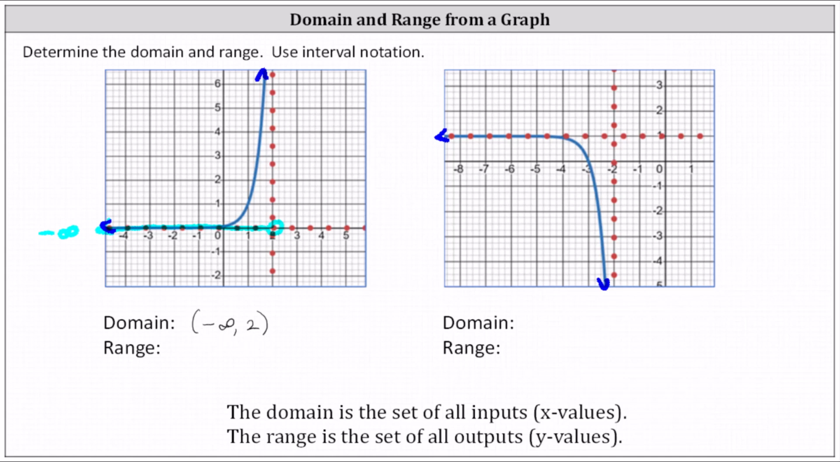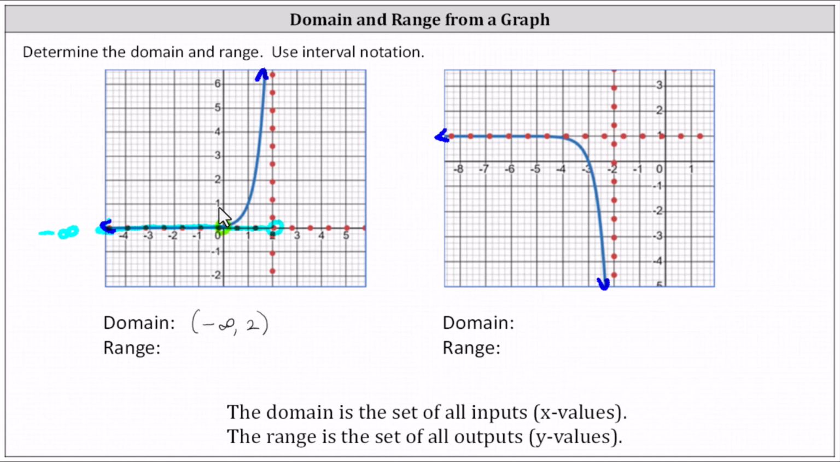And now for the range, we analyze the graph vertically, or along the y-axis. The lowest point on the graph appears to be where y equals 0, but again, the graph is approaching the horizontal asymptote of y equals 0, and therefore the function value never reaches y equals 0. 0 is not in the range. We make an open point at y equals 0.